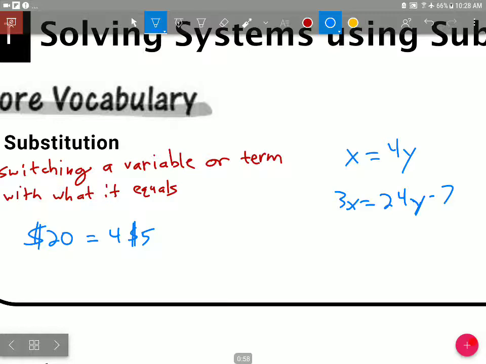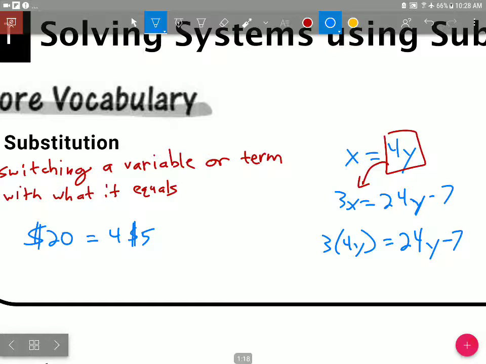What I'm going to do is, since I know x is 4 y's, or a 20 is 4 5s, I can take this and plug it right there. And instead of an x, I'll write 4y instead. And just bring everything else down.